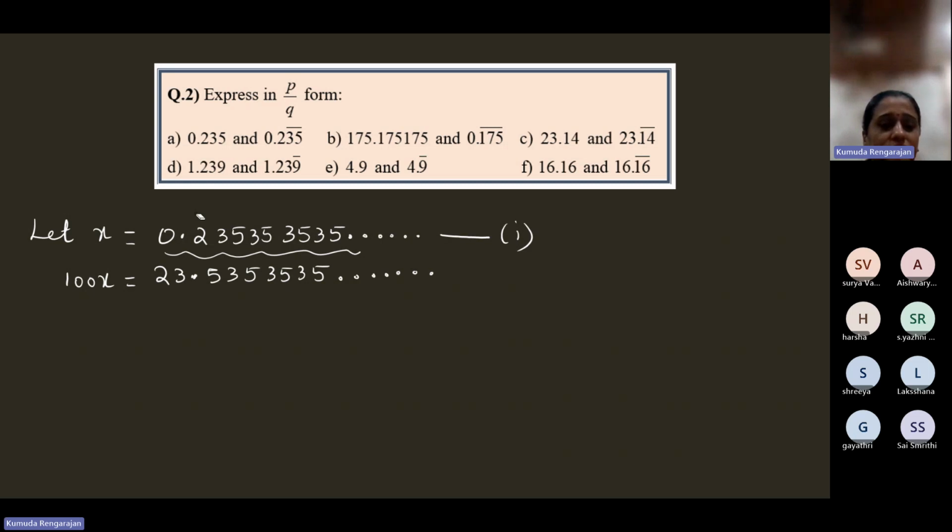Is this part clear, children? This is equation 2. The second equation is got by multiplying the first equation by 100. Multiply the left hand side and the right hand side by 100. x into 100, 100x is equal to this one multiplied by 100. So it becomes 23.5, 35, 35, 35, going on forever.